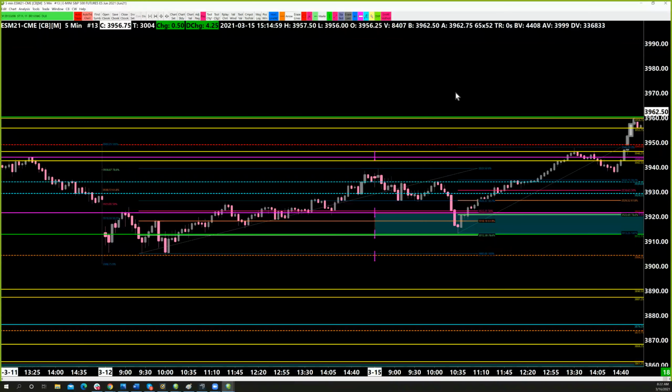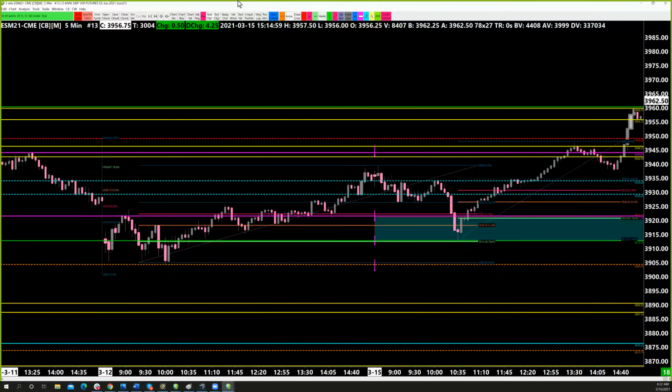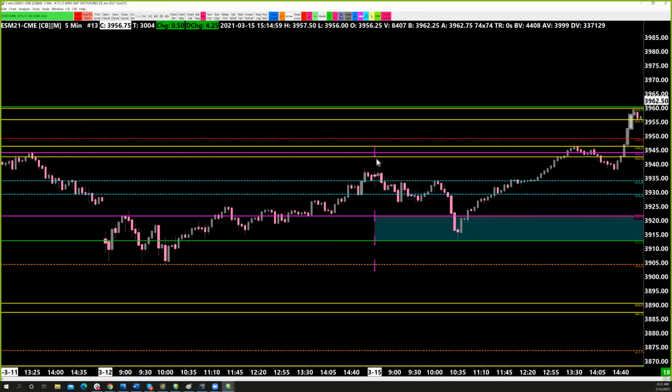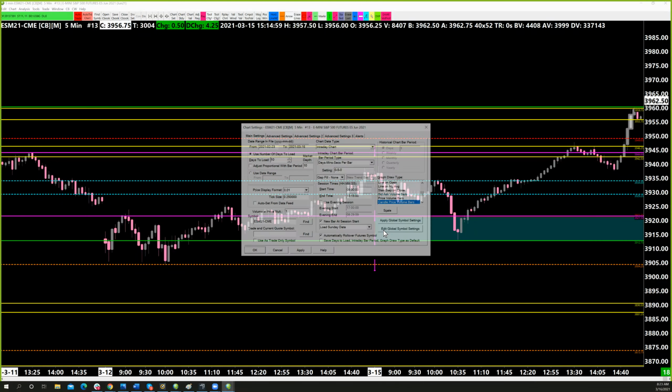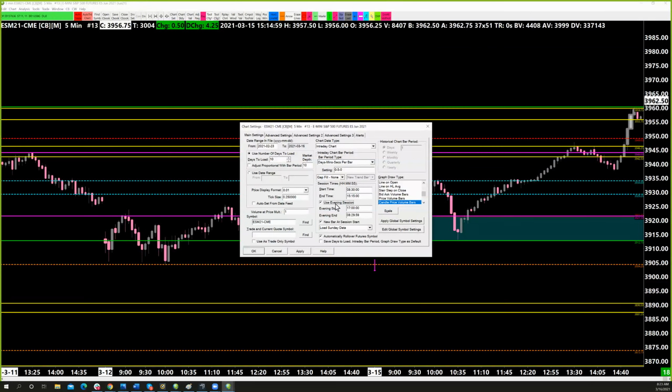So when I look at this now overnight, that's the exact same chart. I'll remove the 50/60s. And those are the locations we're looking for. Oh, F5. Use evening session.